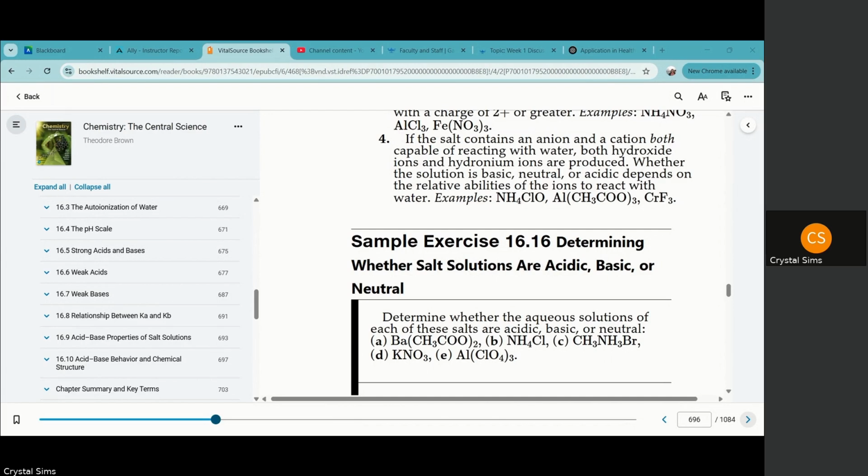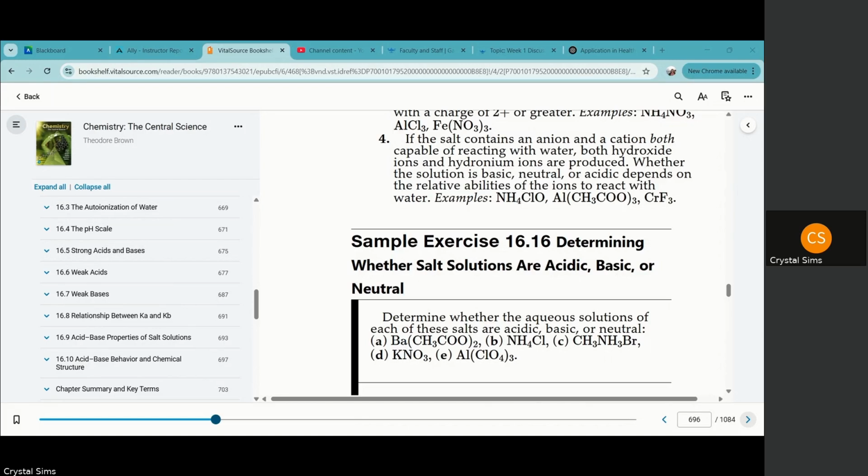In the next one, we have kind of a complicated one here. We've got CH3NH3Br. CH3NH3 plus is the conjugate acid of a weak base, which is CH3NH2, an amine. And we looked at these amines when we were talking about weak bases. So it's acidic. The Br is a conjugate base of a strong acid, which is HBr, and so it would be pH neutral. So this one is also going to be acidic because of the CH3NH3.